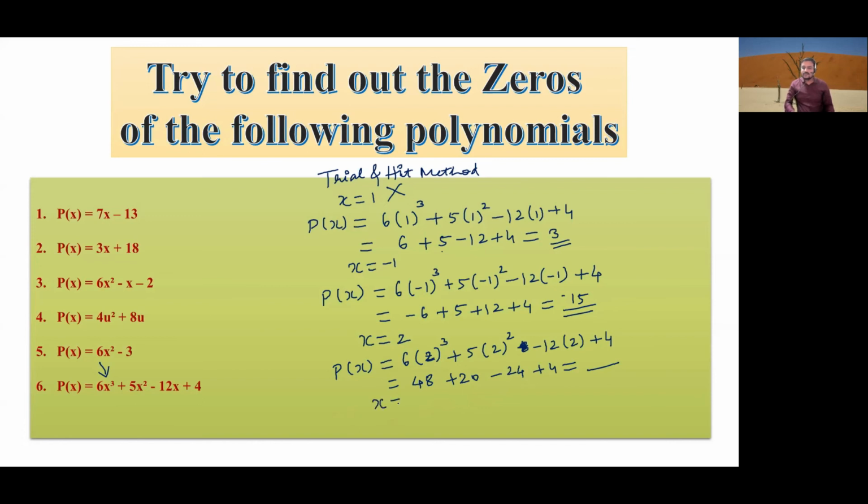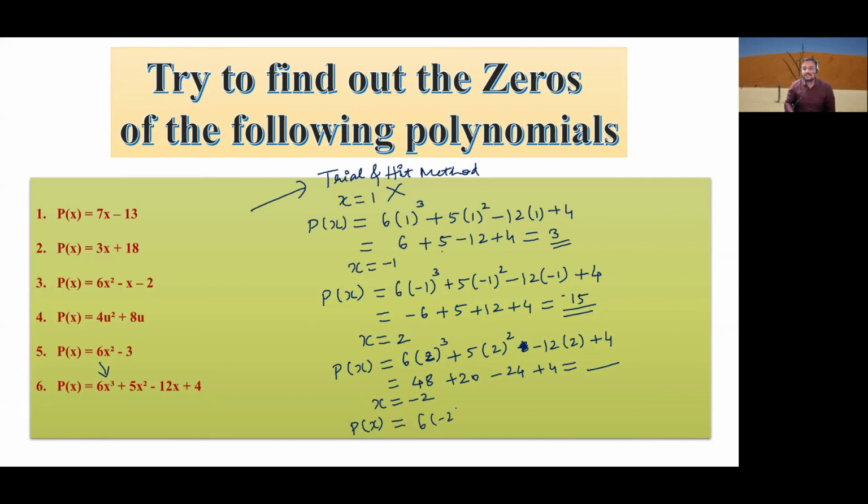So what we will do, we will put another value, x is equal to minus 2 put करके देखेंगे अब. We are putting the value and checking whether the polynomial is becoming 0 or not. So we are following the trial and hit method. Okay, तो अभी हम लोग minus 2 पुट करके देखेंगे.